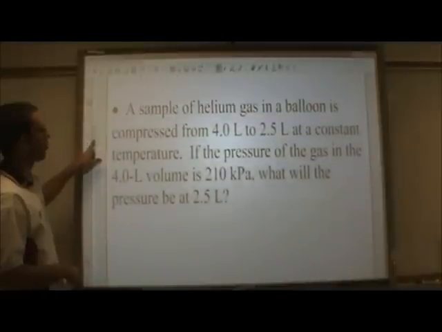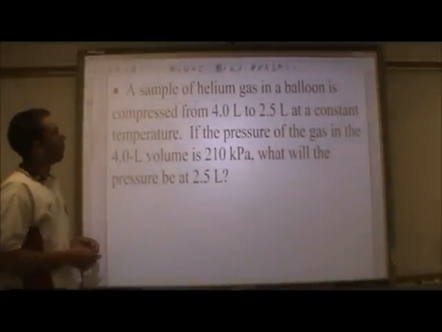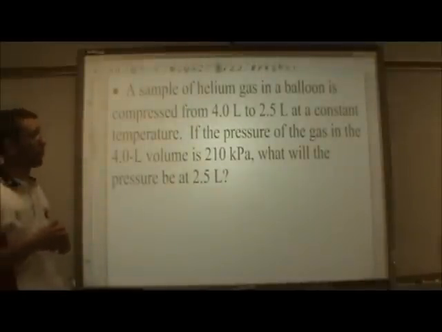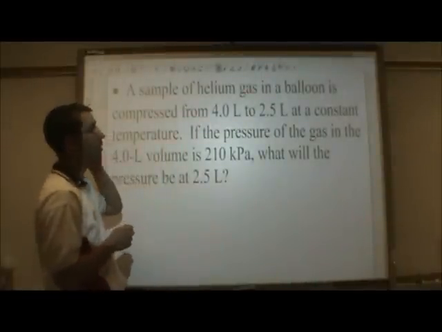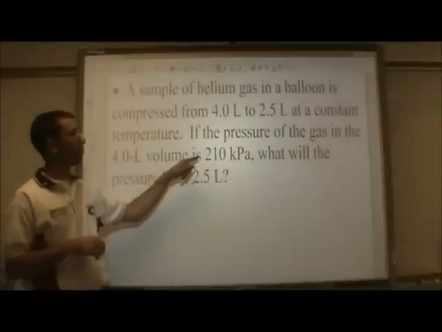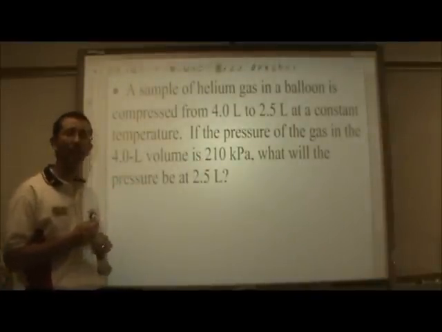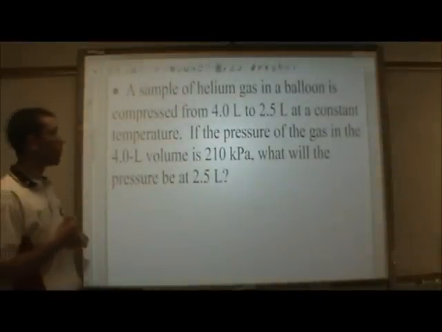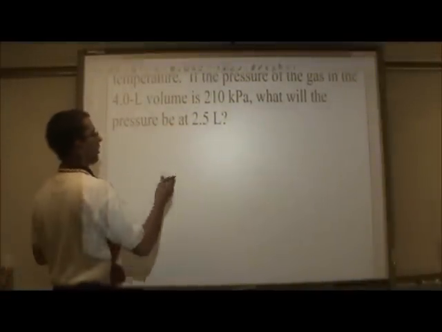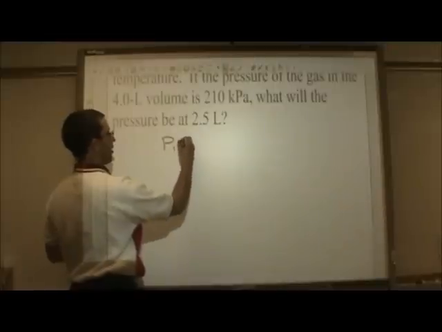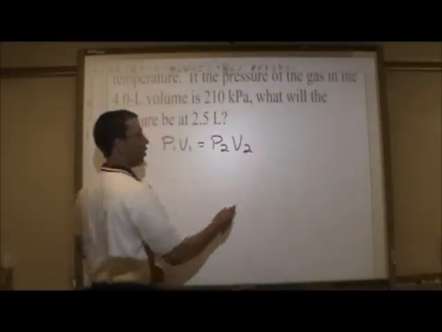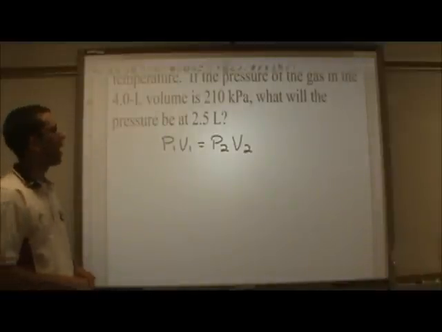All right, I'm going to do a calculation for you here. A sample of helium gas in a balloon is compressed from 4 liters to 2.5 liters at a constant temperature. If the pressure of the gas in the 4.0 liter volume is 210 kPa, that stands for kilopascals, what will the pressure be at 2.5 liters? Okay. So for this one, again, we have P1 V1 equals P2 V2. Write your equation down every time.